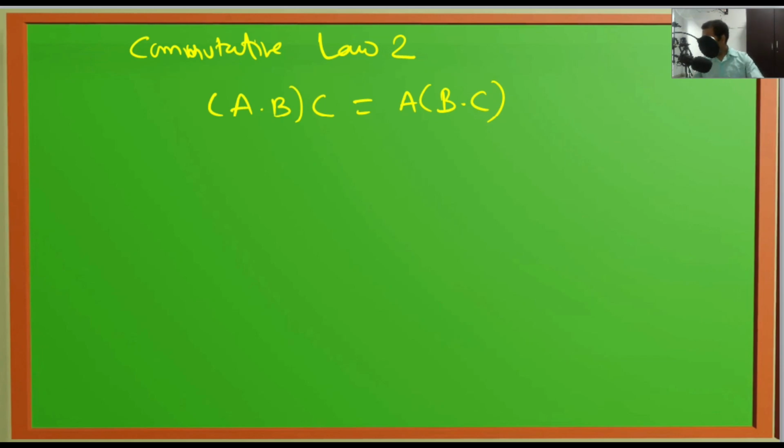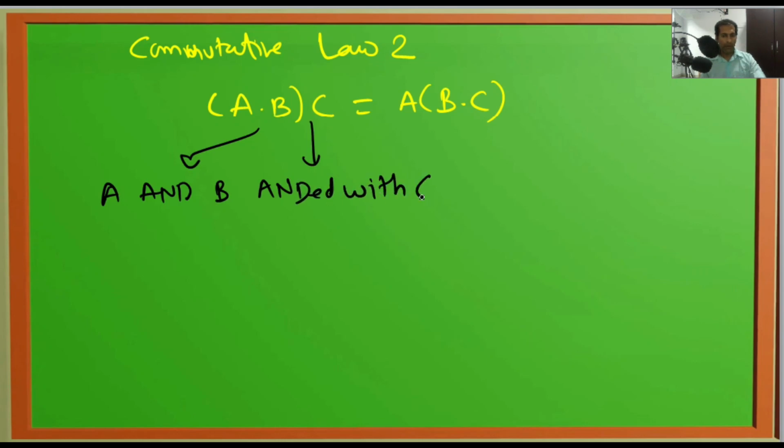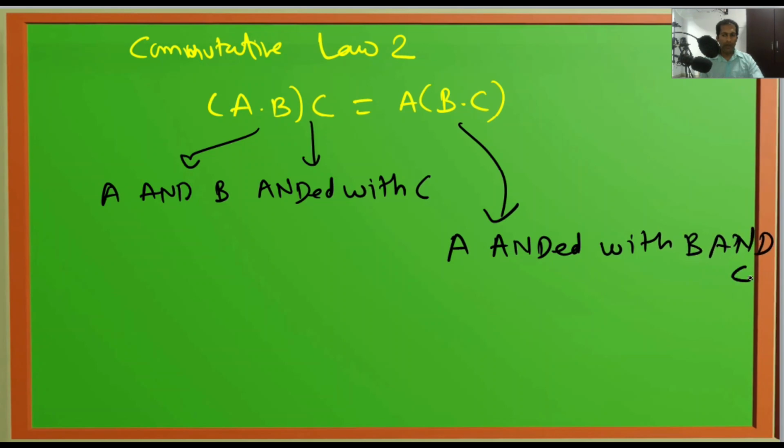So let us see its meaning. How we can write this one: A and B ANDed with C. And what is the meaning of this one? A ANDed with B and C. Now these are the two we are saying. So let us see the proof.